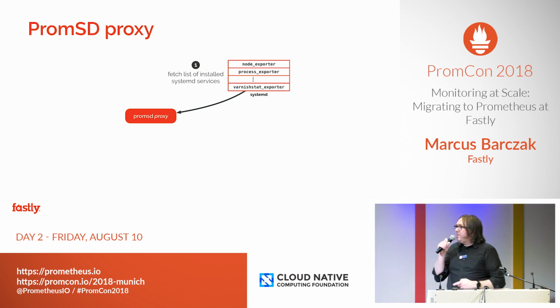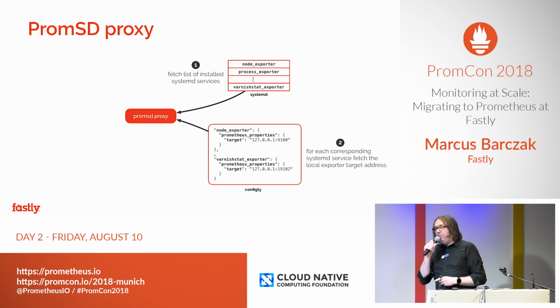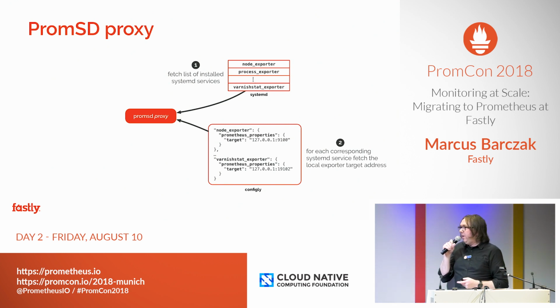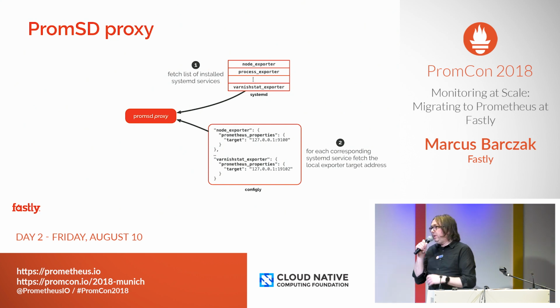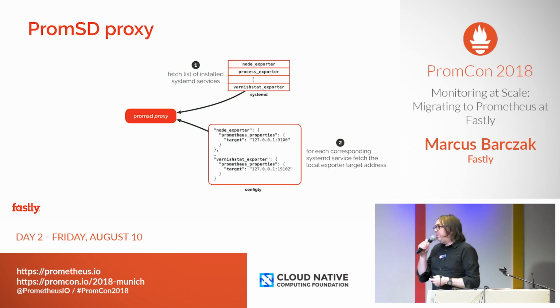So we make dbus queries to systemd, and we ask systemd, tell me every service that you have running on the machine. From that, we then call Configly to ask, what's the runtime configuration for every single one of those services? In our configuration schema, we added an additional map called Prometheus Properties. In Prometheus Properties, you can specify the target, the local address on the machine where the exporter is running. If you use Node Exporter as an example, it's listening on localhost 9100. That tells the system where to expect to find it.